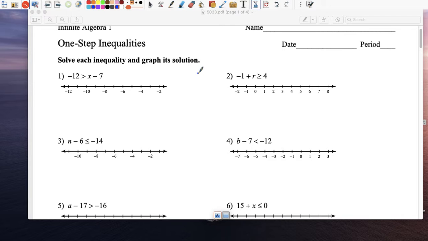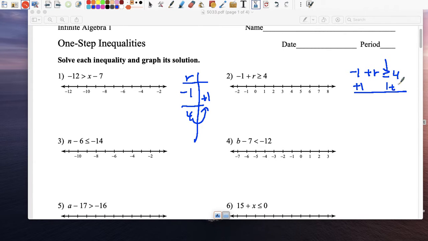Number 2, again, let's make our story. Variable r, and then -1, that's greater or equal to 4. Coming back here, we're going to do +1. So -1 + r is greater or equal to 4, left and right. We're going to do +1 and +1. That goes away. r is greater or equal to 5. Find 5. Let's put a circle. Do we shade? Yeah, we can shade. Where are the numbers greater than 5? On the right side or on the left side? They're on this side.